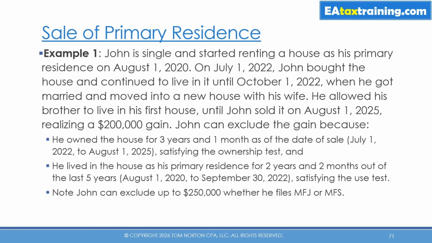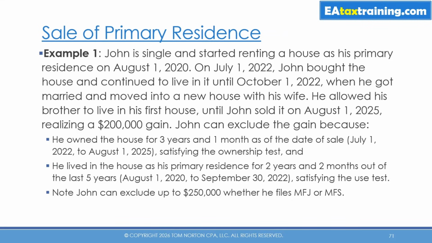from July 1st of 2022 to August 1st of 2025. So that satisfies the ownership test. And he lived in the house as his primary residence for 2 years and 2 months, from August 1st of 2020 to September 30th of 2022. So that satisfies the use test. Note that part of the time he lived in the house, he did not own the house, but that's okay. That's why we said those 2-year periods do not have to be the same 2 years.